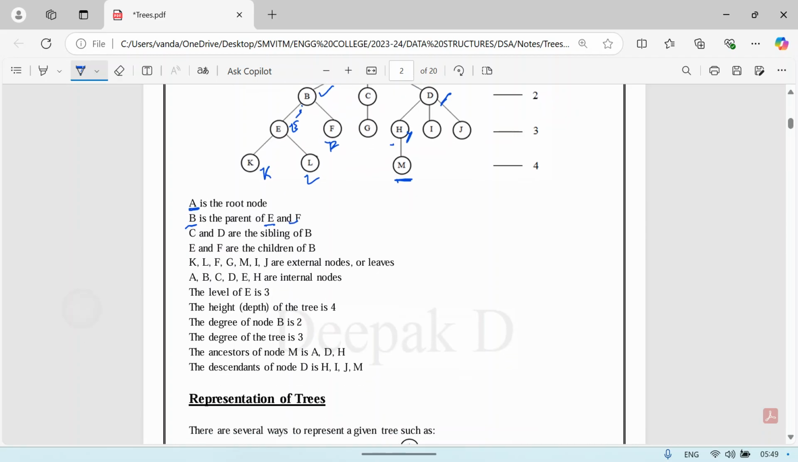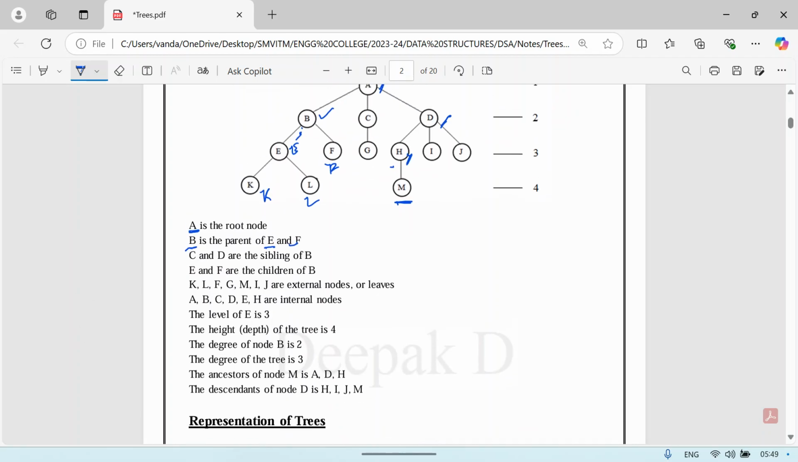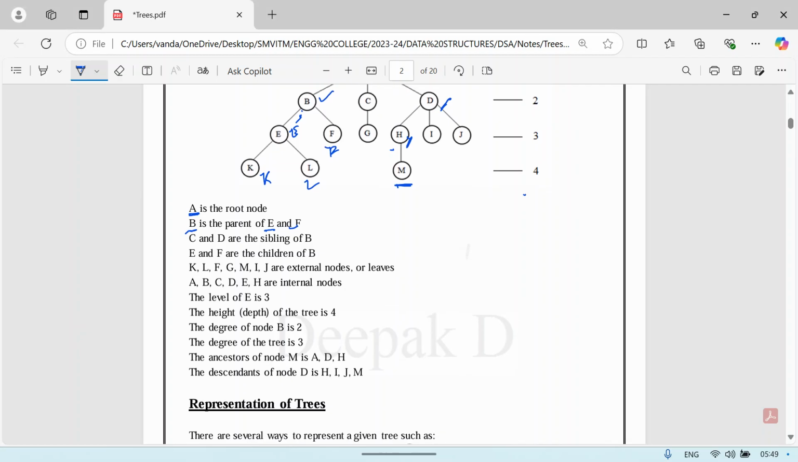It is very important that you understand these terminologies. Okay. So you can take one example and try to find out the different terminologies for a given tree.